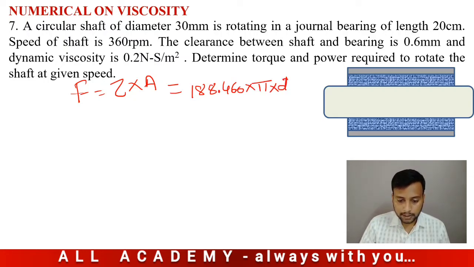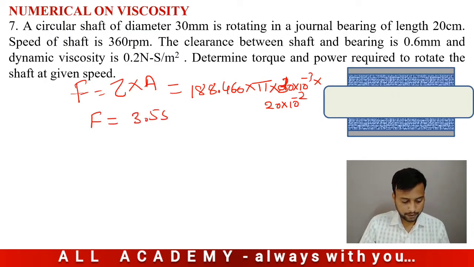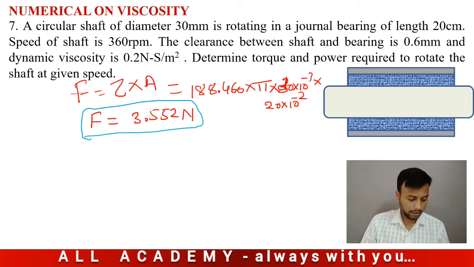The diameter is 30 into 10 raised to minus 3. Length is how much? Only this much we need to consider, that is 20 into 10 raised to minus 2. If you simplify this one, you will get a force of 3.552 Newton. So now we have got the force.